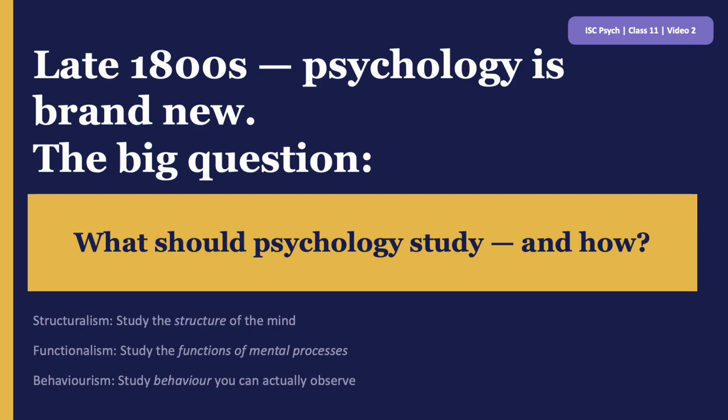Structuralism said, study the structure of the mind. Functionalism said, study what the mind does. Behaviourism said, forget the mind entirely, study behaviour you can actually observe. Three very different answers. Let's take them one by one.